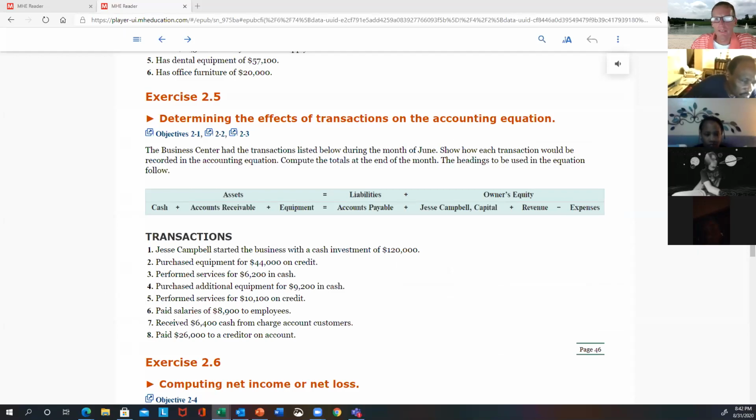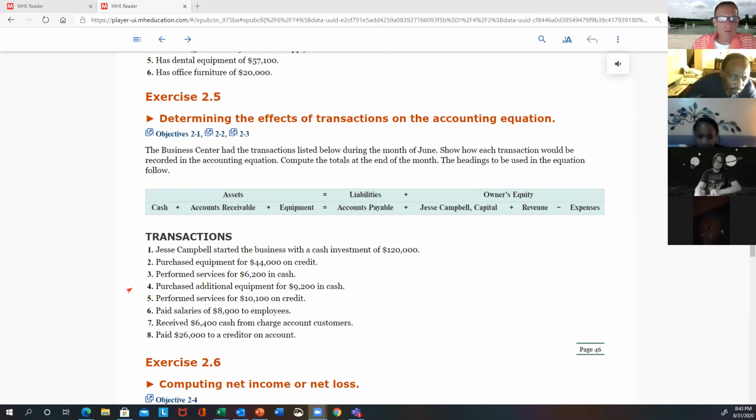It looks like we purchased equipment for $44,000 on credit. We know equipment is an asset. Is that going to increase or decrease? I'm hearing increase. Good. So increase, not cash, this is equipment. Equipment and accounts payable. Accounts payable, you got it. So increase equipment, increase accounts payable, 44,000.